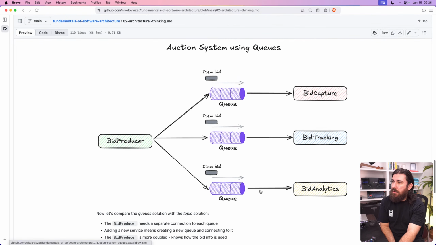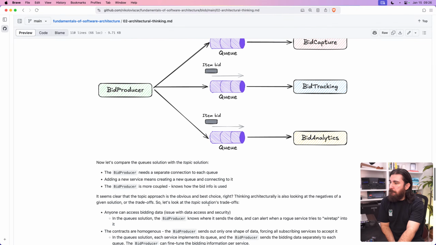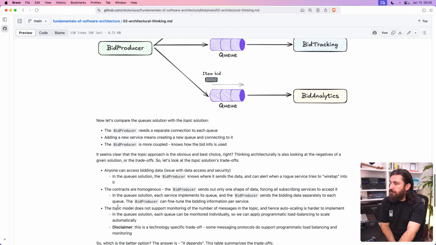You might think, let's just go with the topics. But thinking architecturally is also looking at the negatives of the given solution, or the trade-offs. So let's look at the trade-offs for the topic solution. First, anyone can access the bidding data. And this is a huge issue with data access and security, right?